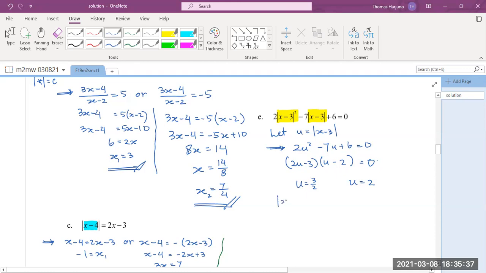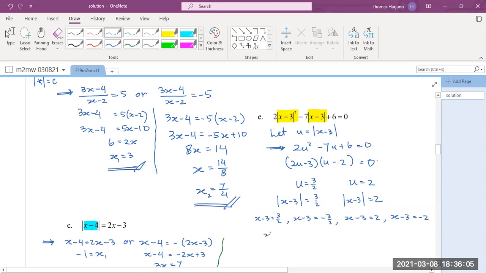So the absolute value of x minus 3 equals 3 halves. The absolute value of x minus 3 equals 2. Then from there we solve it again. But you will see we actually have 4 solutions, right? x minus 3 equals 3 halves. x minus 3 equals negative 3 halves. x minus 3 equals 2. x minus 3 equals negative 2.